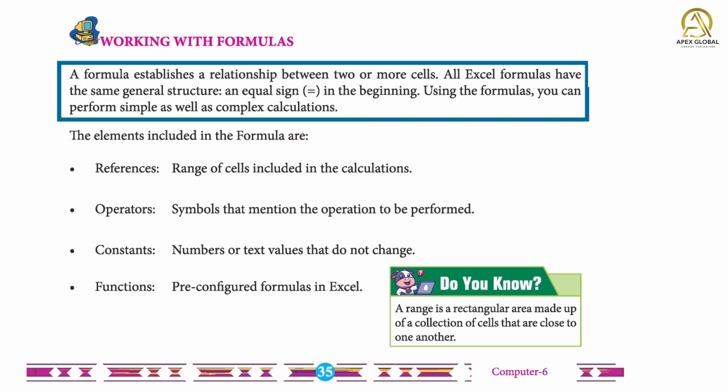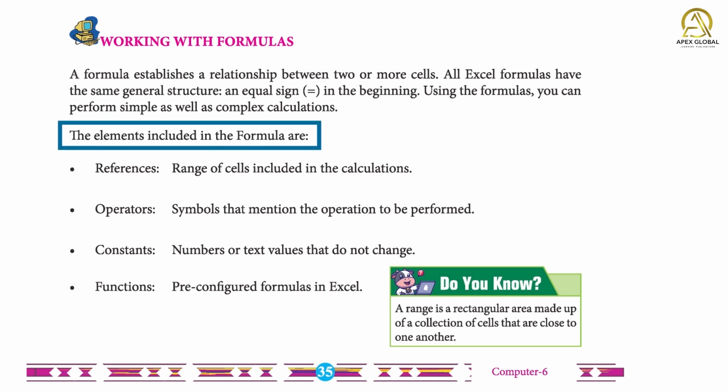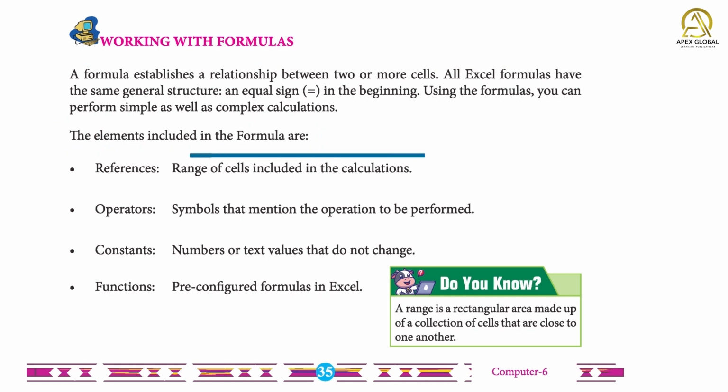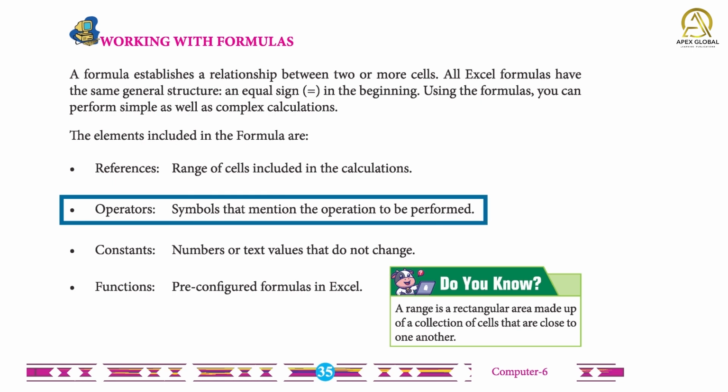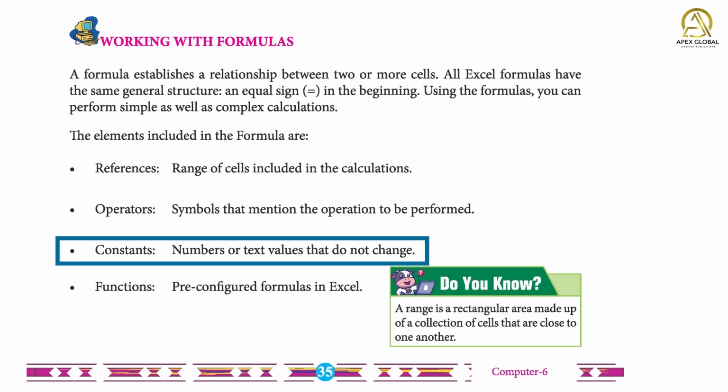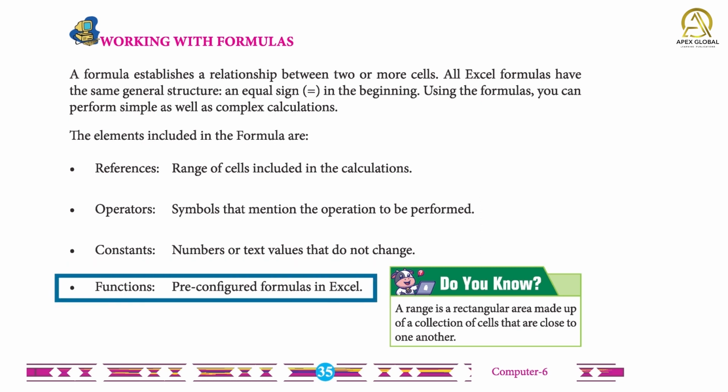All Excel formulas have the same general structure, an equal sign in the beginning. Using formulas, you can perform simple as well as complex calculations. The elements included in the formula are references, the range of cells included in the calculations; operators, symbols that mention the operation to be performed; constants, number or text values that do not change; and functions, pre-configured formulas in Excel.